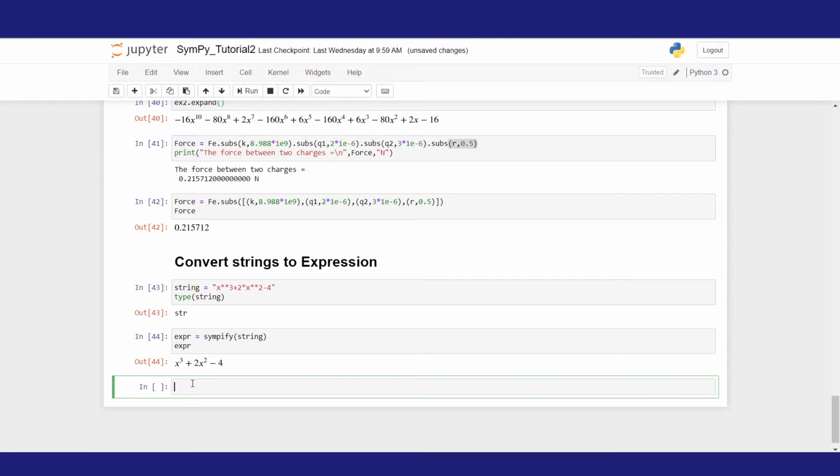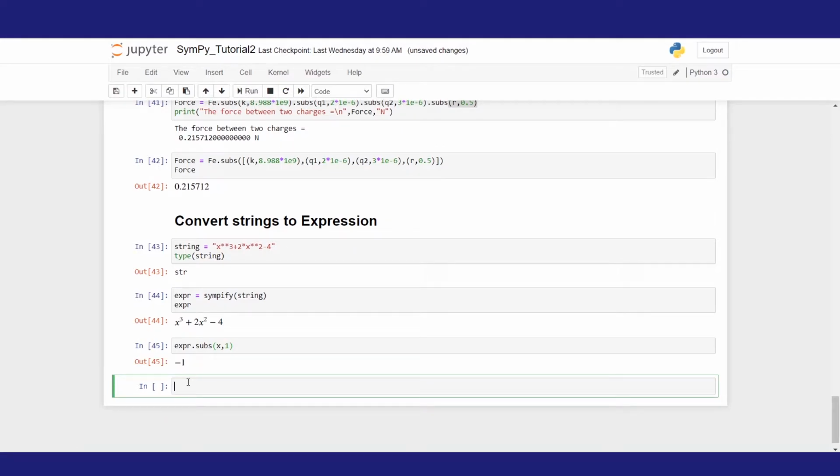And so if you want to go ahead now and substitute for x, I can simply do the same as we have been previously doing, subs, for x and 1, and that will give us minus 1 if we substitute. So that's how we can convert strings to expressions.